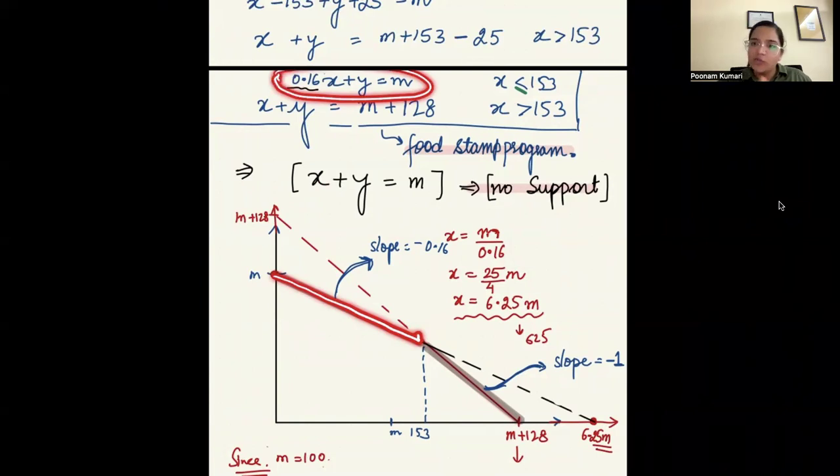So what is P1 here? 0.16. What is P2 here? 1. So what is my slope? Negative of 0.16 divided by 1, right? Is that all right? Did you understand? Okay. Very nice. Everybody okay with the scheme? Okay.